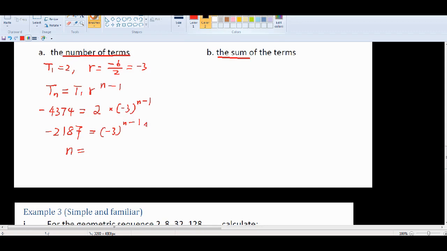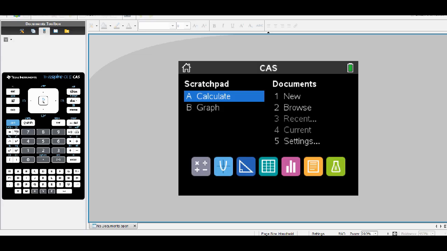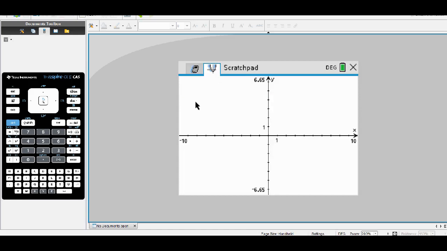So the idea would be like this. You need to define in your calculator this f(x) equals minus x to the power x minus 1. That n you need to change into x. That's what happens in the calculator. And then you put in different numbers into x until you get minus 2187. Okay, so that's what we are going to do. Let me show you how to do it. Okay, so, oh sorry, I got it wrong.